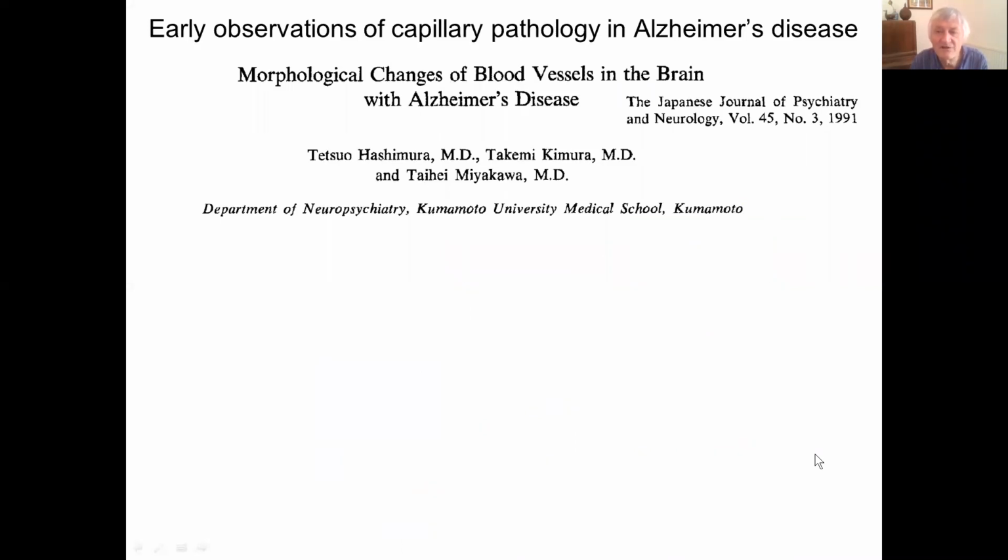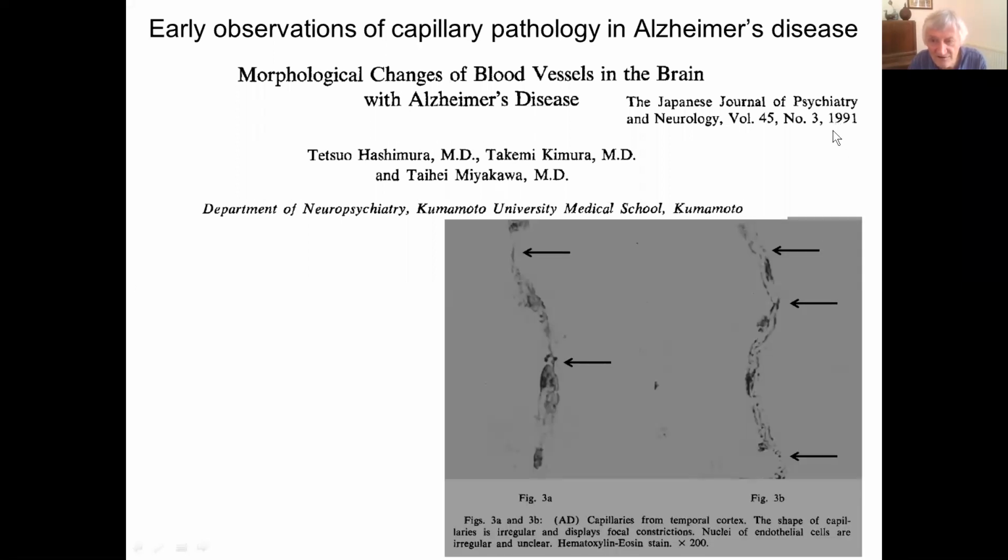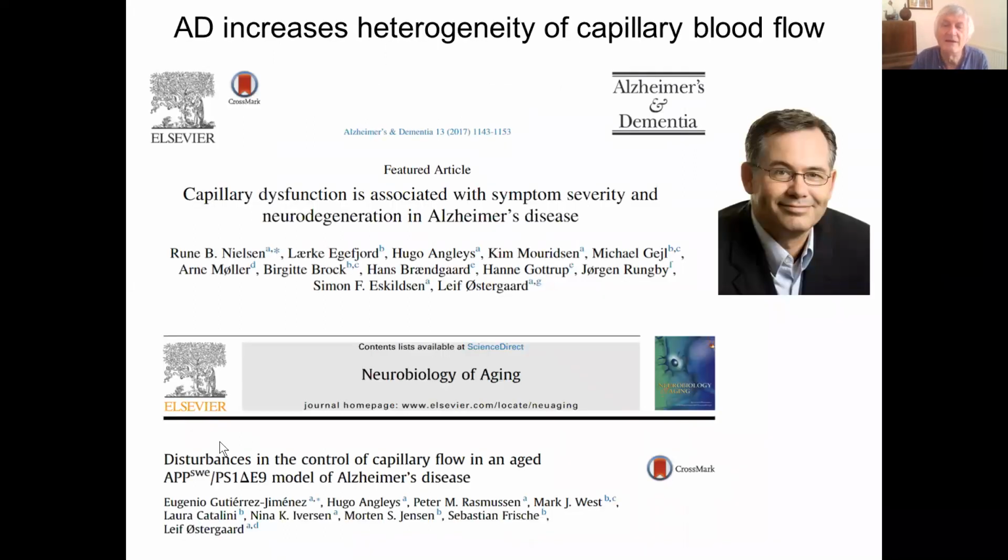And interestingly, about the time that the amyloid hypothesis was proposed in the early 1990s by John Hardy and colleagues, some Japanese workers showed that if they ripped blood vessels out of the human cortex, they found that there were characteristic squeezings of the blood vessels, a bit like the ones I've shown you are produced by pericytes. And in more recent work, Leif Østergaard has shown, using imaging techniques, that there are disturbances in the control of capillary blood flow in both human and mouse models of Alzheimer's disease.